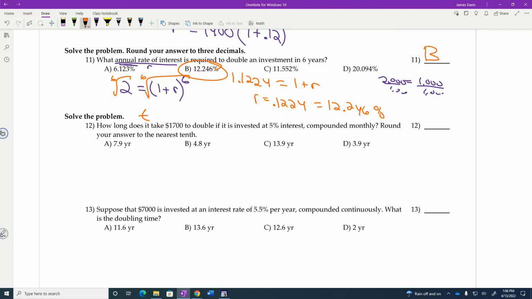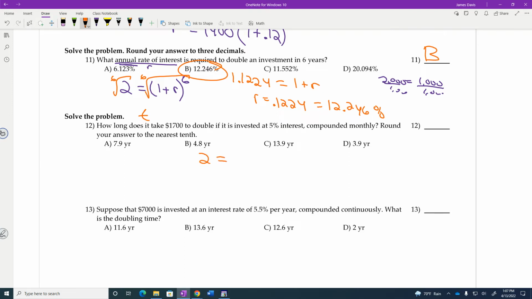Does the 1,700 matter at all? This part is just a distraction. It doesn't matter, but you could use it if you wanted to. You could say 1,700 is going to double to 3,400, but then you're just going to divide it and get 2 again. So it's still doubling time. You don't need that 1,700, but if you did write it, double it to 3,400, and divide, you get 2. It's going to be 2 because we're trying to double it.